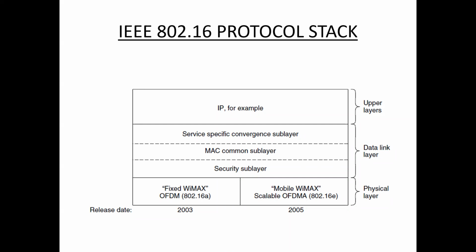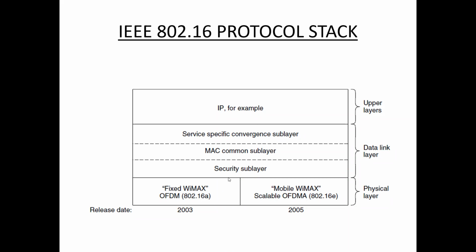Next, the third one, the service specific convergence sublayer. This is equivalent to the logical link control layer of other systems. It provides the required services and interface to the network layer. Logical link control is a sublayer of the data link layer in the ISO OSI reference model. So these are the 3 sublayers of the data link layer in the 802.16 protocol stack.